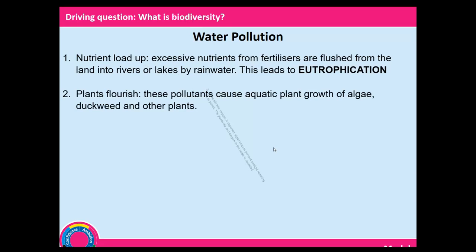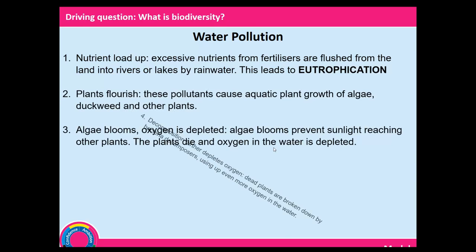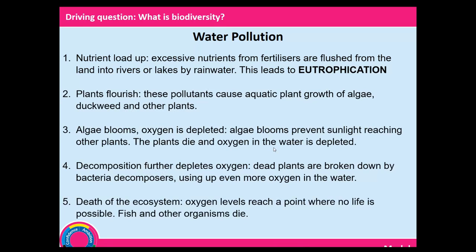I put the points on. You can pause the video, read through the steps, and see how this happens. That leads to the fish and other organisms to die. This whole process, wherein we're talking about excess fertilizer, is called eutrophication. So I can give you time to pause this video, write these down, or study them.